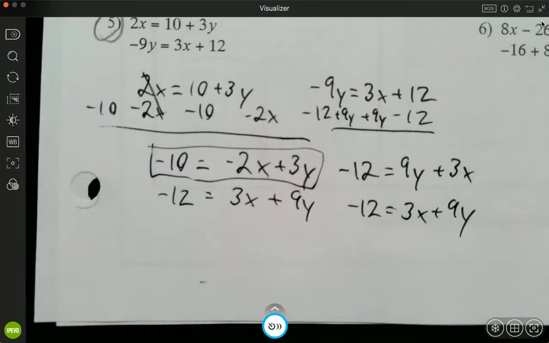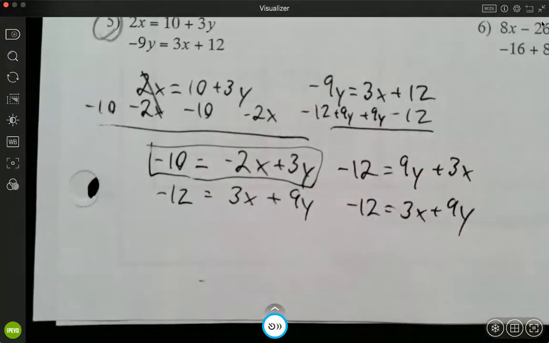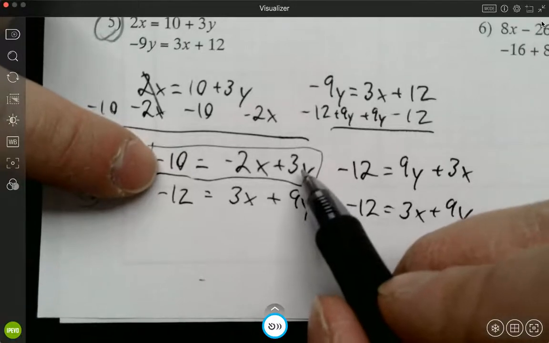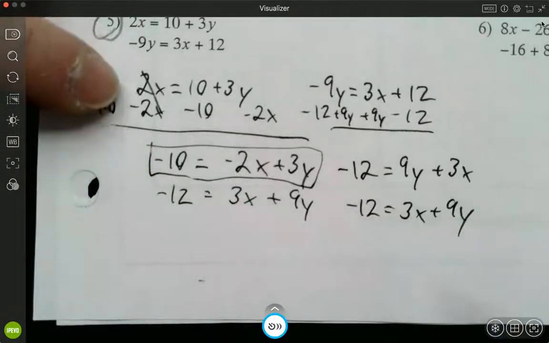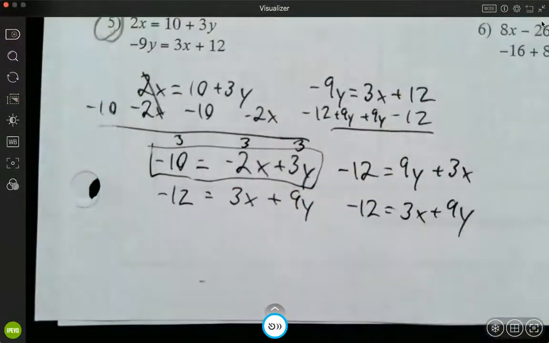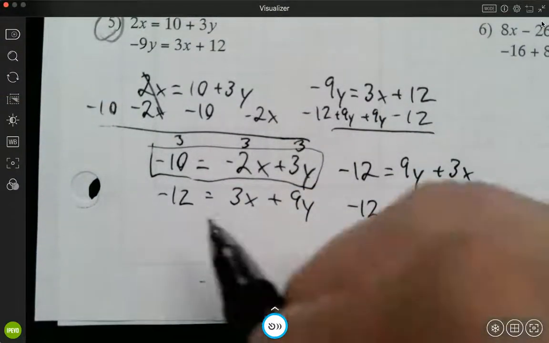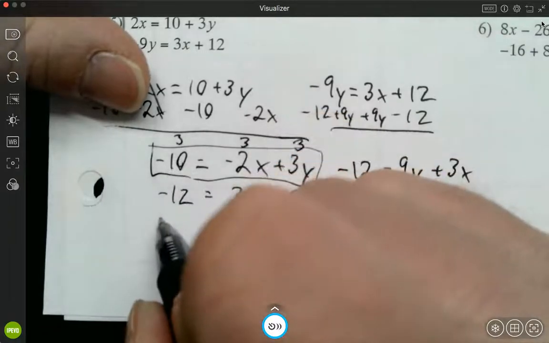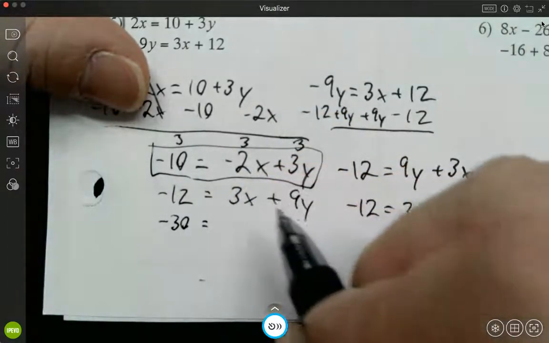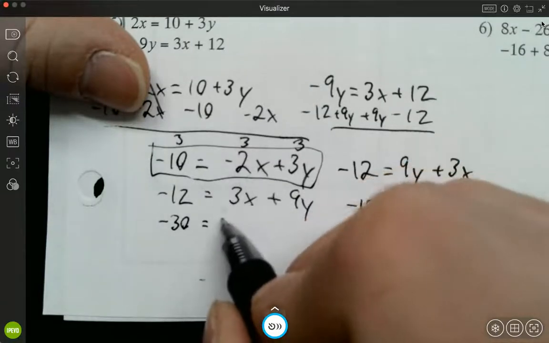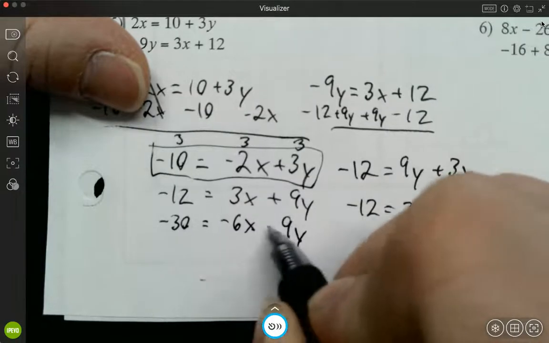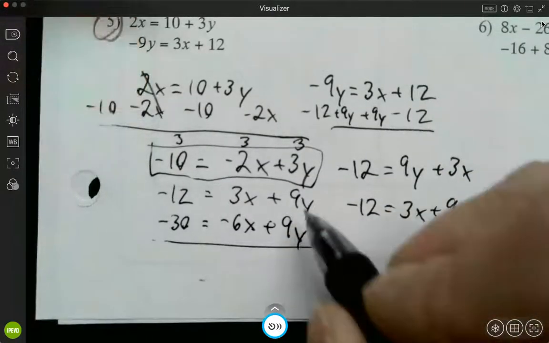Wow, would you look at that? They don't eliminate. You don't have any sames or opposites. So I notice if I multiply this by 3, it'll be 9. So I'm going to multiply this whole equation by 3. Bear with me, please. So now I'm left with negative 30. It's kind of like the one the guy did in the first video you watched today. Negative 6x, 9y. Whoa, now I have sames.